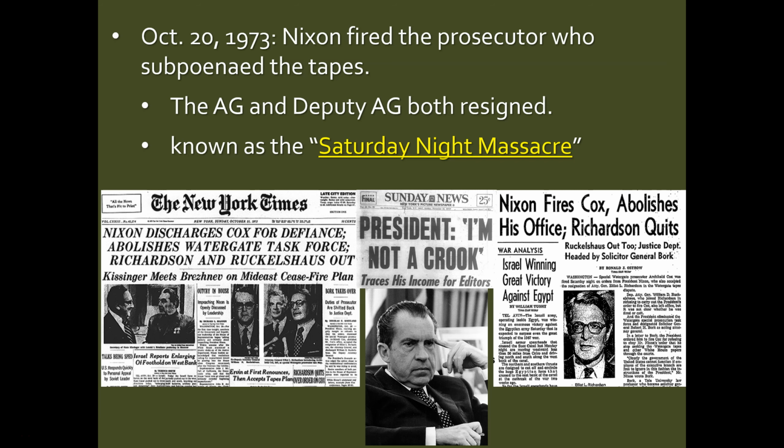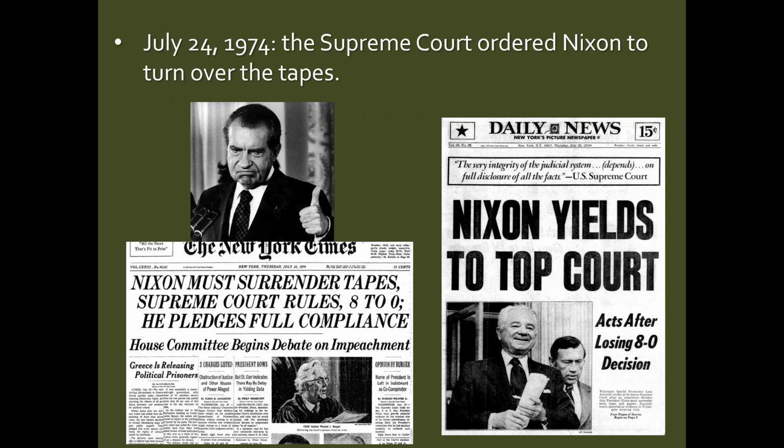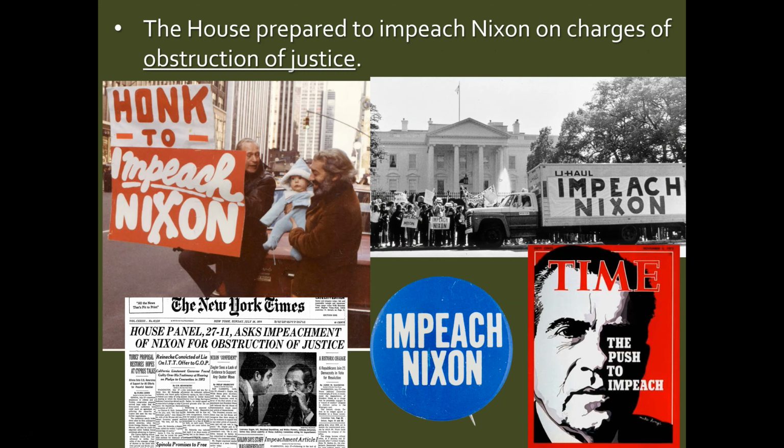Now, all this does, of course, is raise the temperature and convince people that Nixon's up to no good. Because if he wasn't, the theory goes, why is he firing everybody? You know, if you're not guilty, why are you acting so guilty? Is kind of what people are thinking and saying. Finally, on July 24th, 1974, the Supreme Court says, Nixon, you've got to turn over your tapes. You have to do it. You have to turn over the tapes. And Nixon reluctantly is going to comply on this.